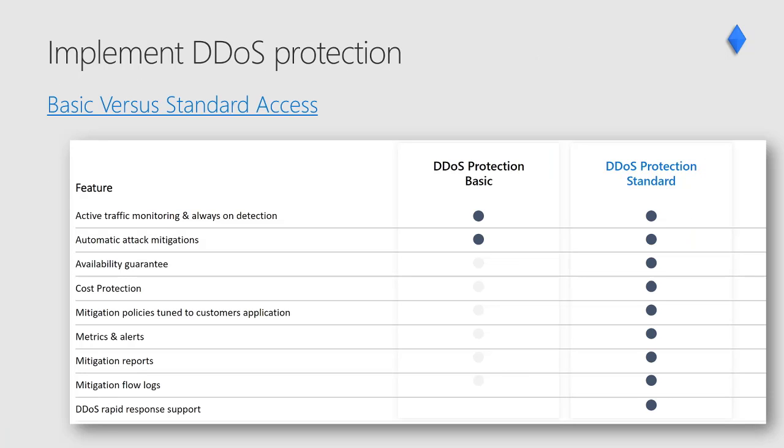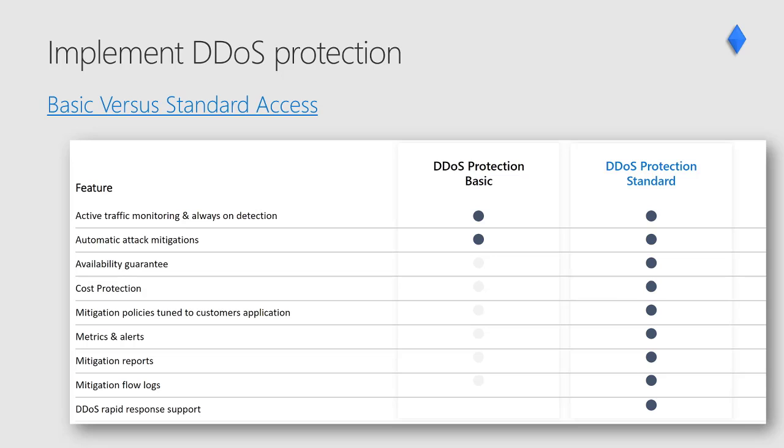Distributed denial of service, or DDoS attacks, are some of the largest availability and security concerns facing customers that are moving their applications to the cloud. A DDoS attack attempts to exhaust an application's resources, making the application unavailable to legitimate users. DDoS attacks can be targeted at any endpoint that is publicly reachable through the internet.